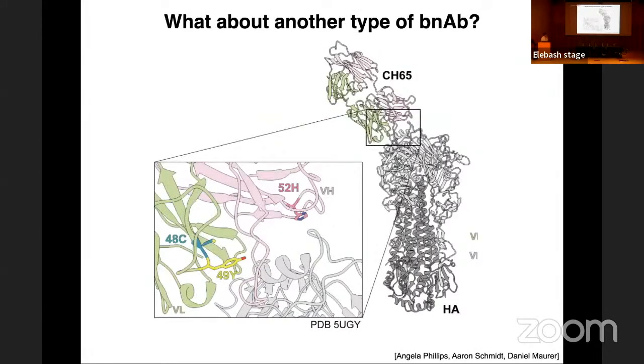And we're also looking at a variety of other types of antibodies. So here's an example of CH65, which is a broadly neutralizing head-targeting antibody. And with Aaron Schmidt's lab, we're looking at interactions that result in this very different kind of antibody acquiring breadth in very different kinds of ways.